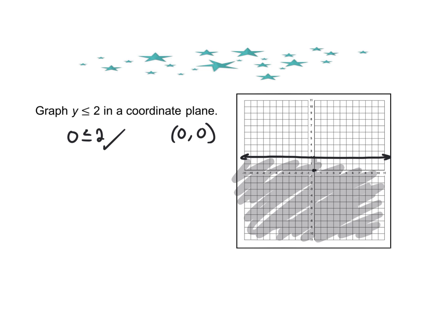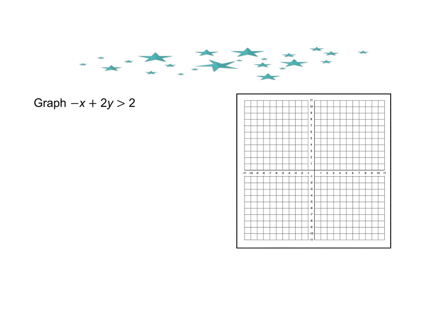You could have chosen any point on this graph, including something on the line. I would never recommend doing anything on the line because you're working on your shading. On the line, you're going to know it's either solid or dotted based on the inequality symbol, whether it has the equal to at the bottom or not. But I would never recommend checking the point with the line. Check the point on the shaded area. Now, you're going to have time to do this one on your own.